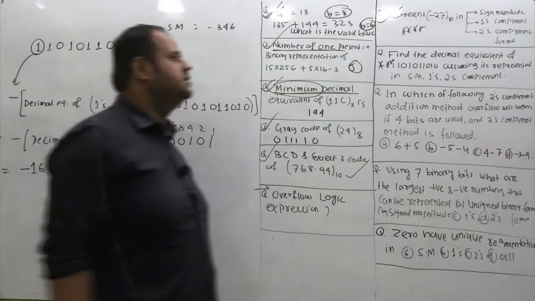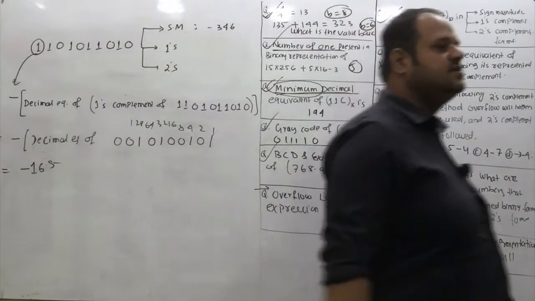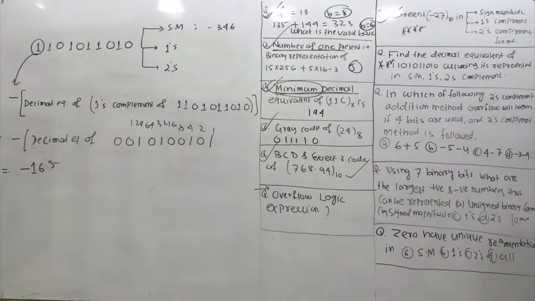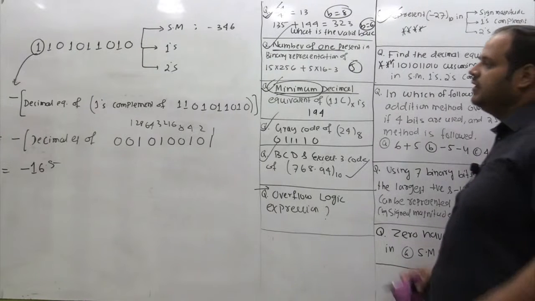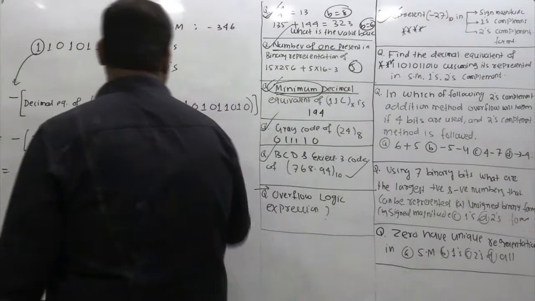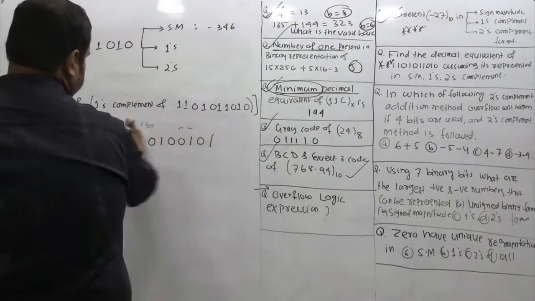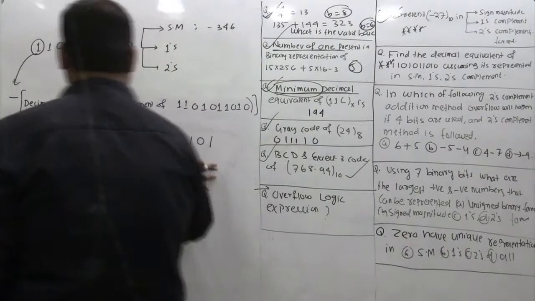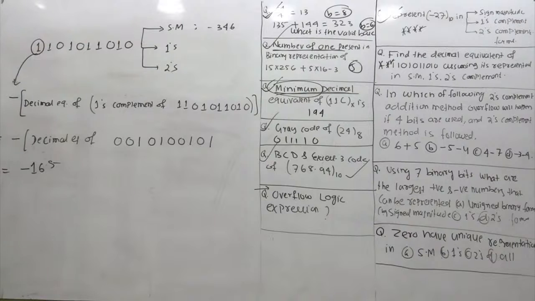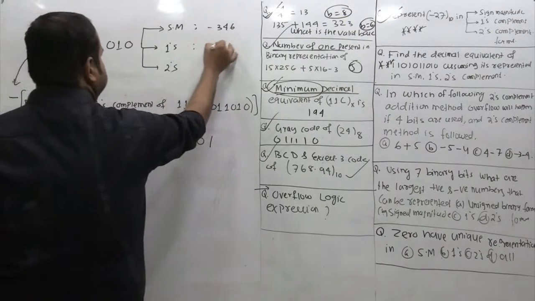So this is the answer. The standard method is, if you know this is 1s complement form, take the sign bit. For the sign bit you put a negative sign, then the decimal equivalent of the 1s complement of the entire number. You can find the 1s complement by replacing 0 with 1 and 1 with 0, and then it's a normal binary number, and if you find the decimal, you get 165. So this answer is minus 165.